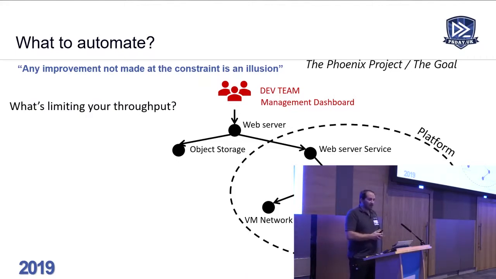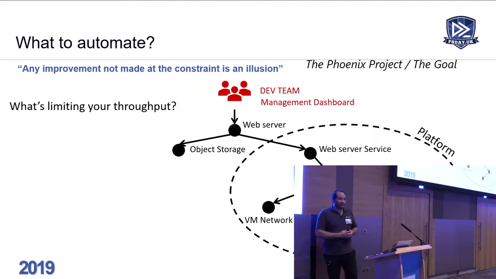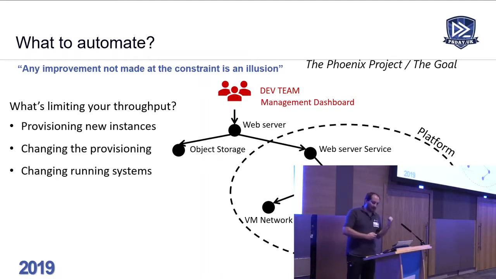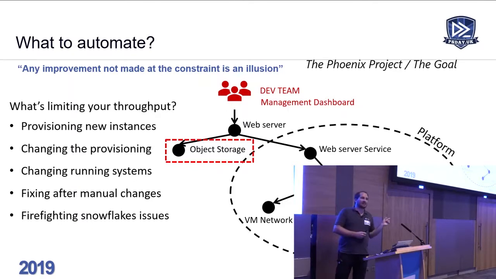So what's limiting the throughput of the dev team and the platform team? What would help the business deliver value quicker? Value for the business is, for example, a new feature on the management dashboard. You can be on the platform team improving the platform bit. Let's say it takes 2 days to create a VM to manage with the web server service. Maybe you reduce that to 3 hours or 2 hours, just the time to provision and patch it. But if the object storage takes 4 days, it doesn't matter how much you improve the platform bit. You're still going to be constrained by the object storage.